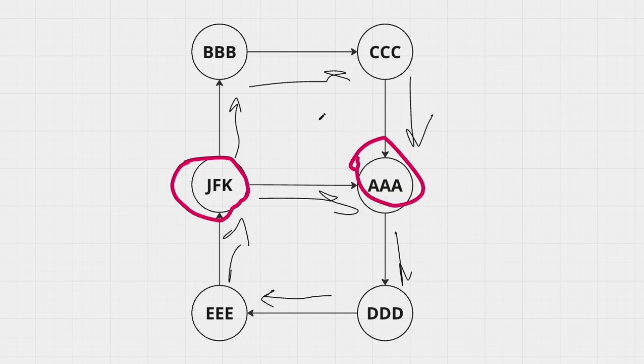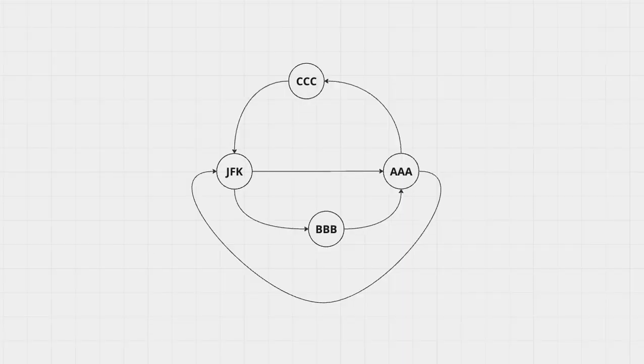Also, you can notice that if you don't start at JFK, there is no way to traverse this graph using each edge only once. So let's look at another example. In this case, all nodes have an even number of edges. You can notice that you will always return to the starting node. I actually advise you to try it by yourself.